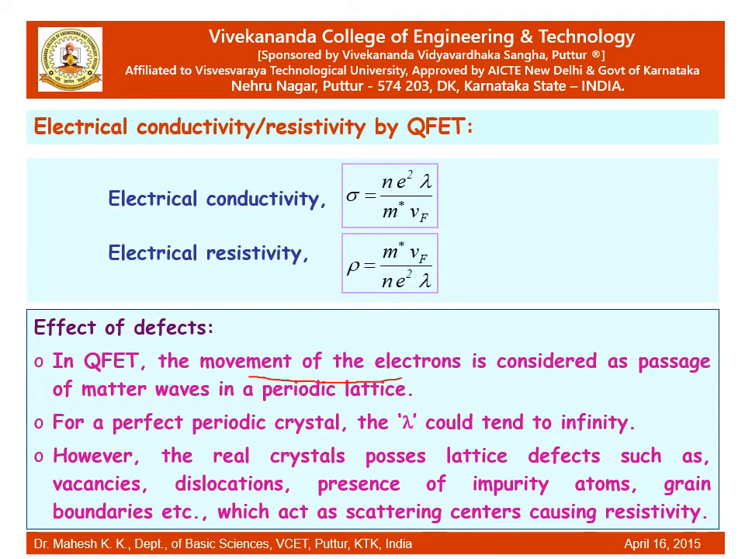So let us see one more significance here of quantum free electron theory, wherein the movement of electrons is considered as the passage of matter waves in a periodic lattice. That is why we have the lambda, or the wavelength. So in a perfect crystal, this lambda could be infinity, because the arrangement of atoms in a lattice is very uniform. However, in real crystals it is not so. There will always be some defects present, such as vacancies, dislocations, impurities, grain boundaries, etc., which will act as scattering centers, and that will cause the resistivity.